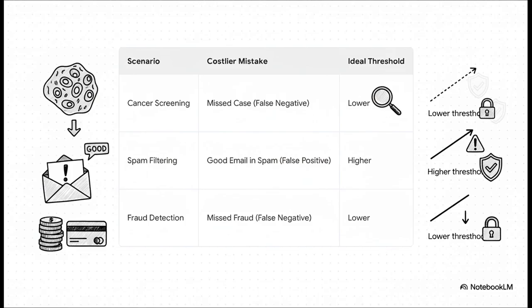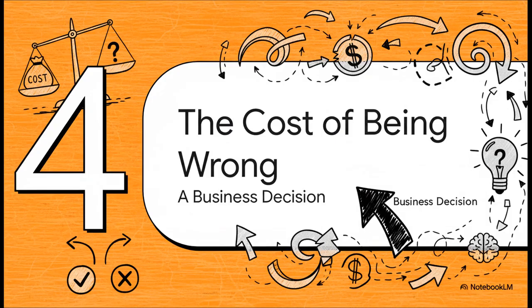Take a look at this. For something like cancer screening, the costliest mistake is obviously a false negative, missing a real case. So you'd want a lower threshold to be extra cautious, even if that means more false alarms. For spam filtering, a false positive, losing an important email, is often worse, so you'd want a higher threshold. And for fraud detection, well, just like with cancer, missing a case is the bigger disaster, so you'd set that threshold low. This all leads us to the single most important takeaway here.